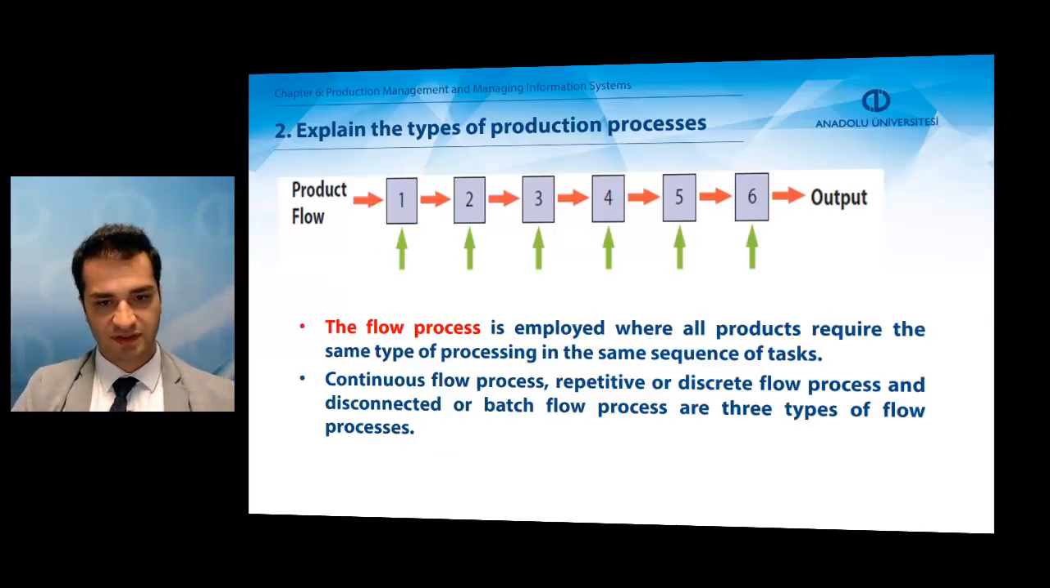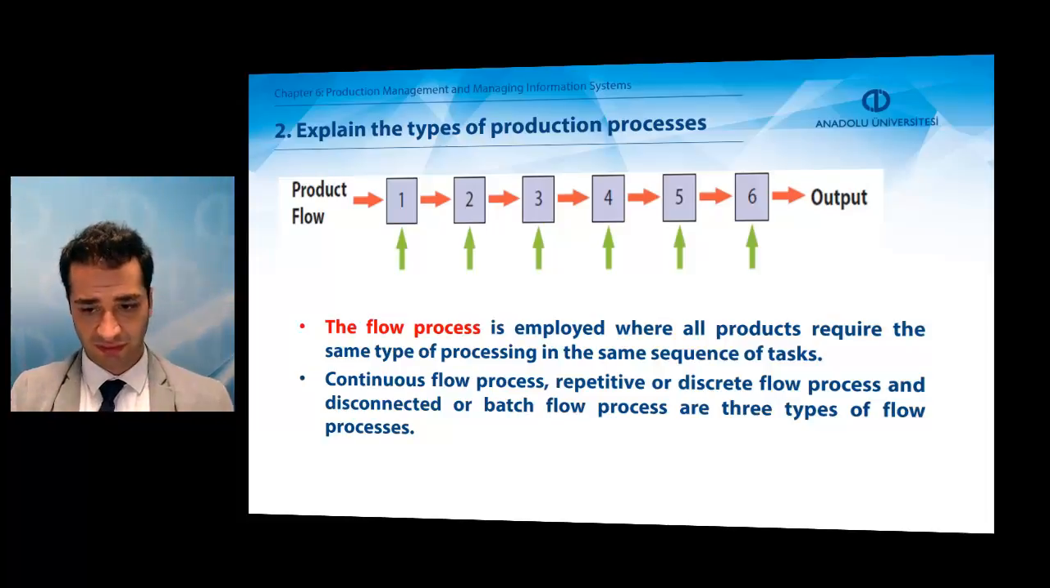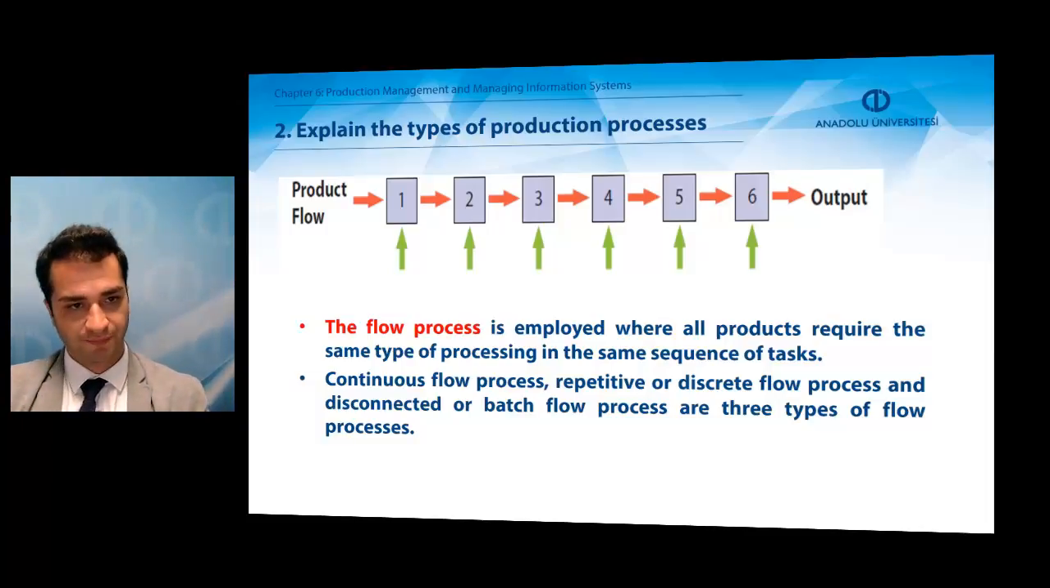Firstly, the flow process is employed where all products require the same type of processing in the same sequence of tasks, meaning that this type of process is used when the product is built up through many separate stages in a sequence. As we can see here, there are also three types of flow processes.